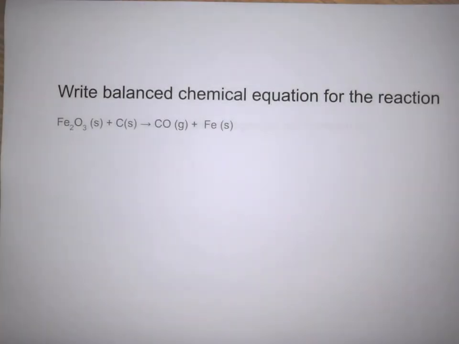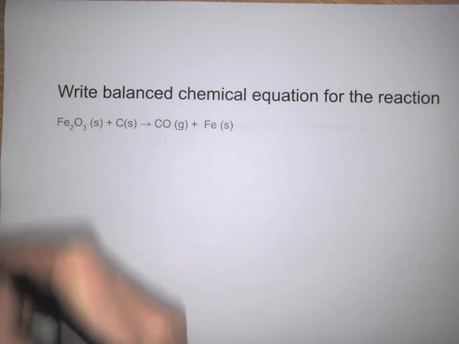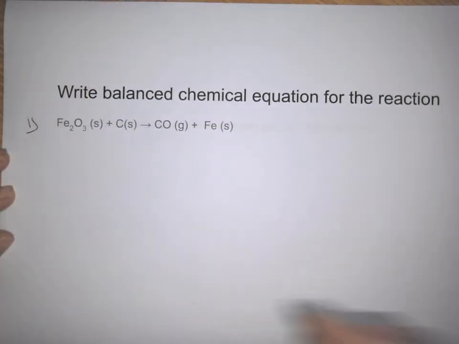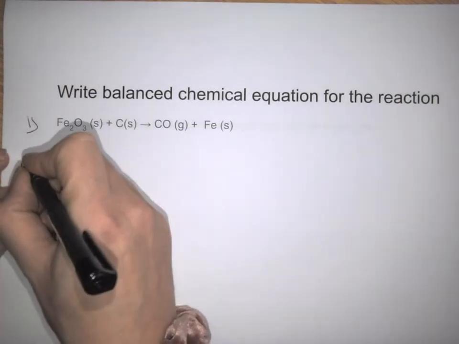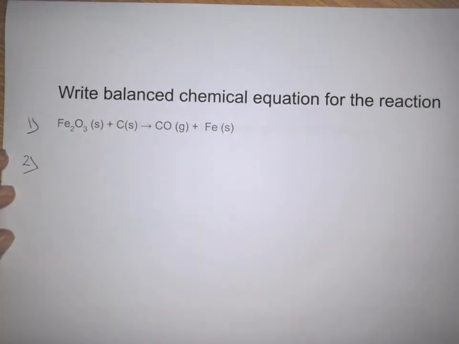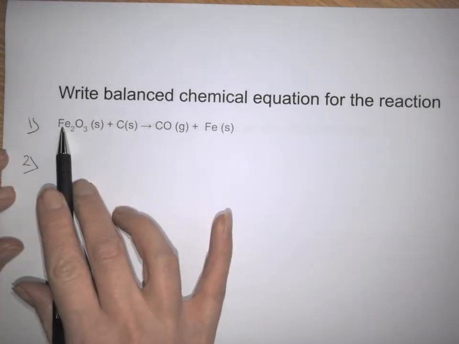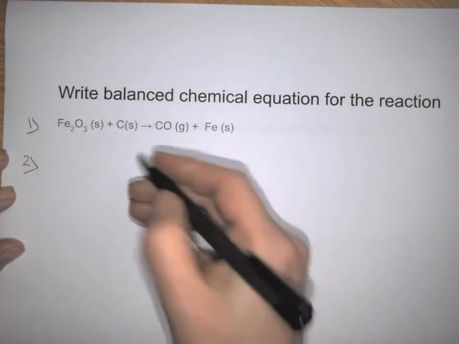In this case we have the iron oxide. It will react with carbon to form carbon monoxide and pure iron. So the first step is also ready here. We have already notated the chemical symbols. Now we're going to look at the balance. We have 2 iron here, but only 1 here.